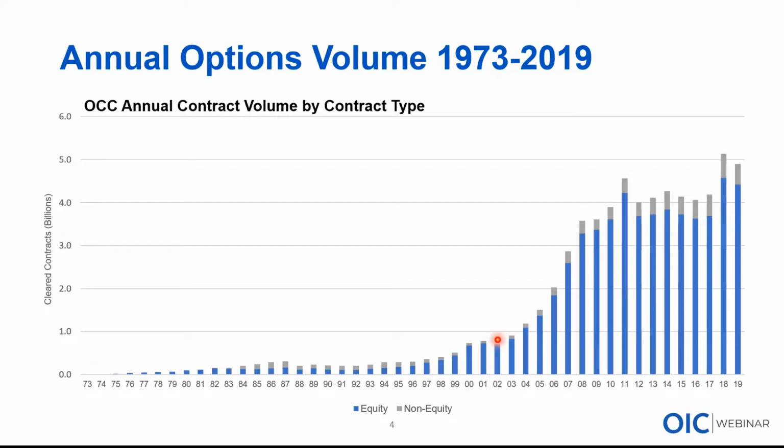and you can do things with options you can't do with other products. They can be very helpful and useful in a portfolio. You see the explosive growth here. 2011 was the year of the European sovereign debt crisis. Had a little spike in volume there.